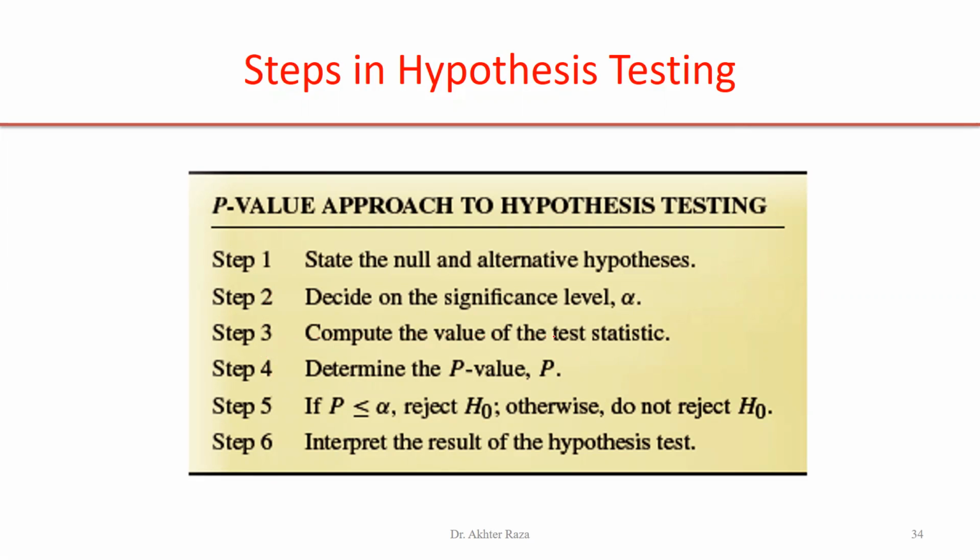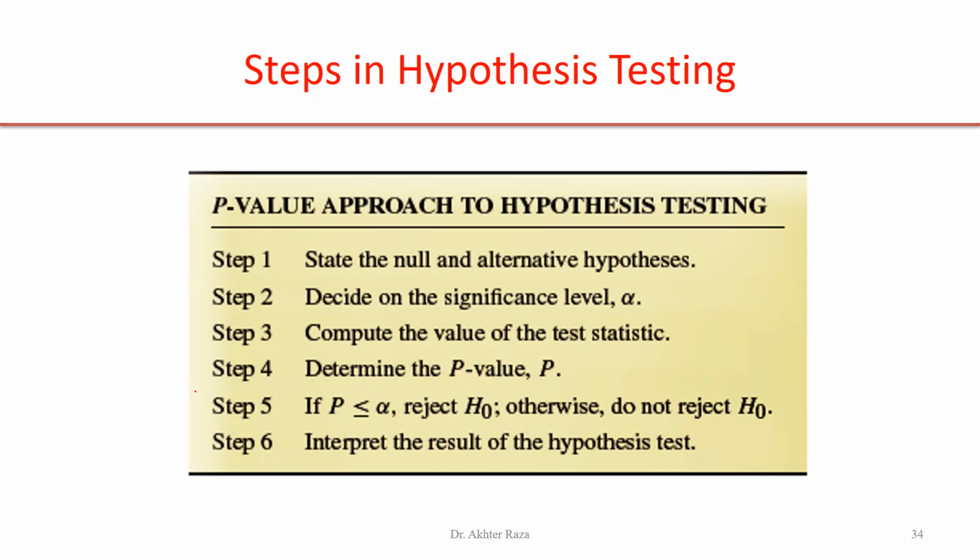After computing the value of the test statistic, we have to look up this value in the probability table, and against that value of the test statistic we will obtain a probability. This probability is called the p-value. If this p-value is less than or equal to alpha, we reject H naught. Otherwise, do not reject H naught.